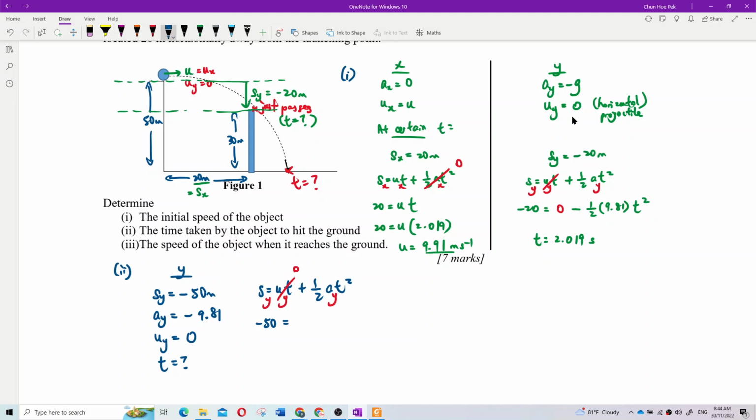Okay, so if those who know how to do this question, they feel very happy, very different from those who cannot do. Everything is so smooth. That's why you must study and do a lot of revision. So ay is negative g, and you can get t. Once I solve this question, I feel so happy. That should be the feeling.